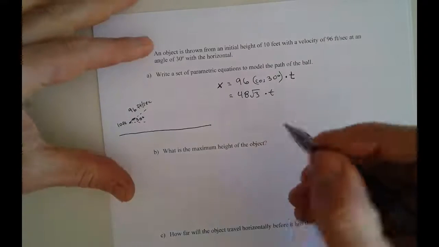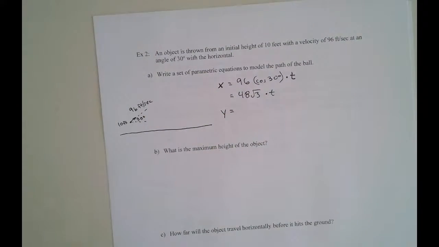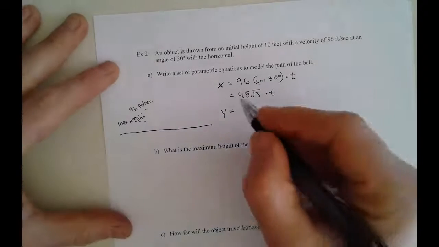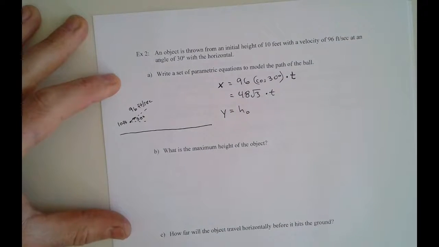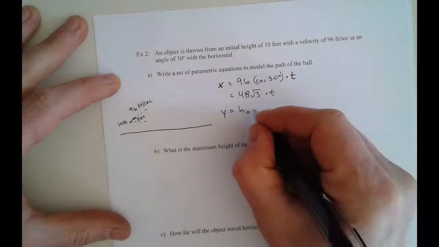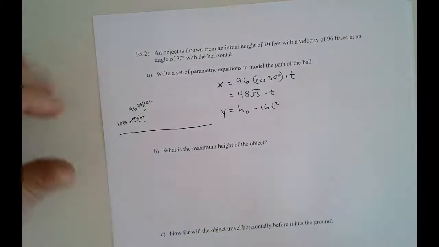So now the y equation. Now this is definitely one that you probably haven't seen. Maybe you remember it from last night's homework. And here's our equation. So here's what we have. First of all, we have our initial height, so I'll start with that. So h sub 0 is my initial height. And then we have to keep in mind gravity. Gravity is going to be pulling down on this because we're going up. So that's my gravity, minus 16t squared.